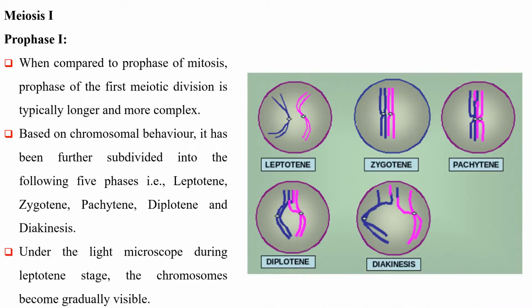Meiosis I, prophase I. When compared to prophase of mitosis, prophase of the first meiotic division is typically longer and more complex. Based on chromosomal behavior, it has been further subdivided into the following five phases, that is, leptotene, zygotene, pachytene, diplotene, and diakinesis. Under the light microscope, during the leptotene stage, the chromosomes become gradually visible.